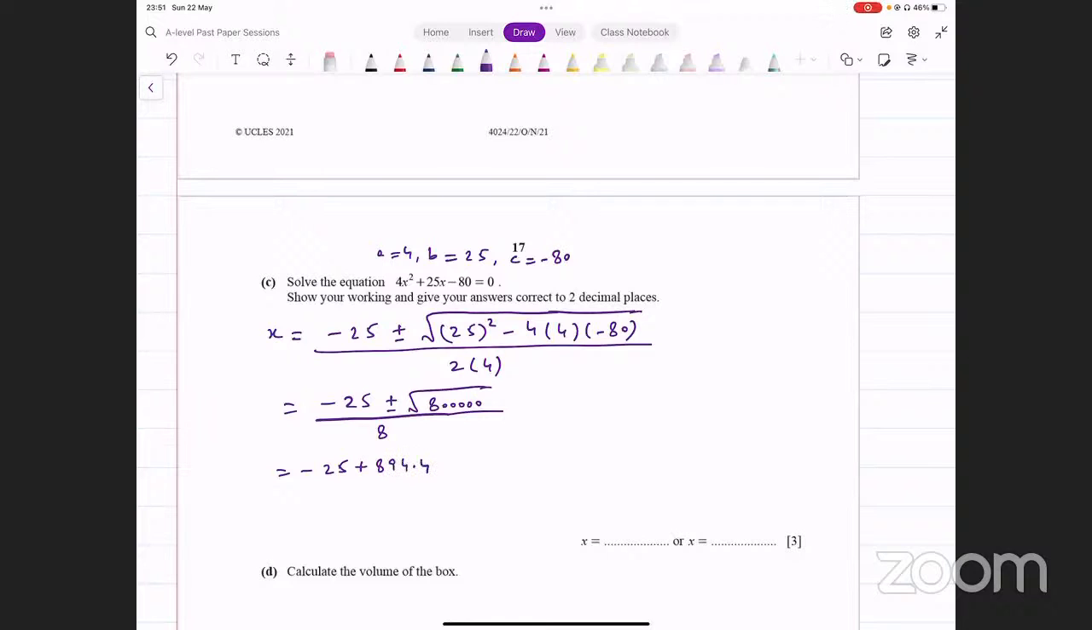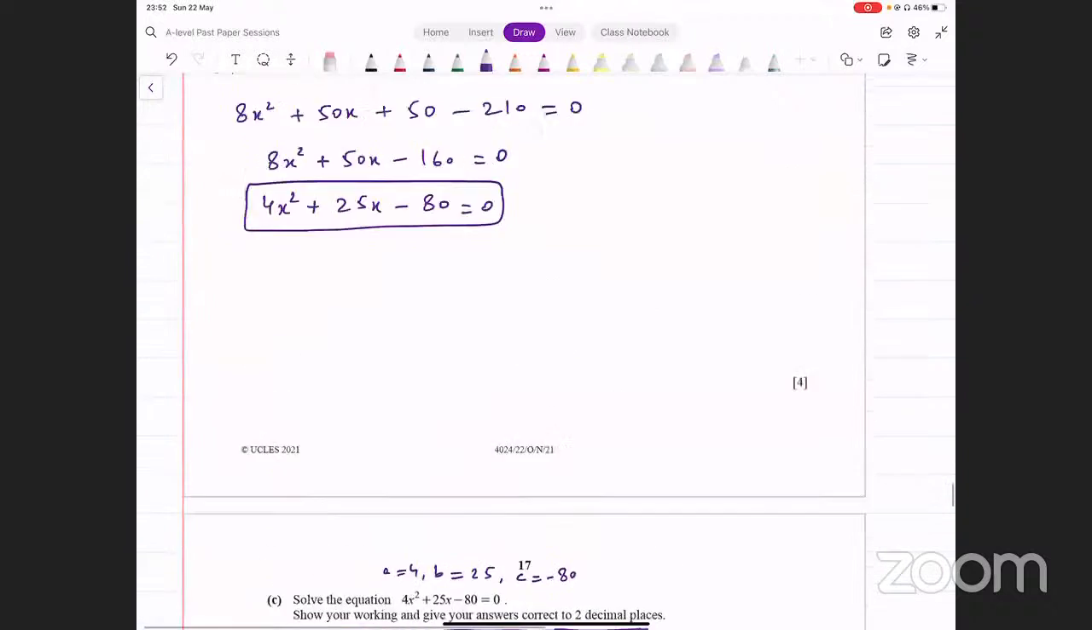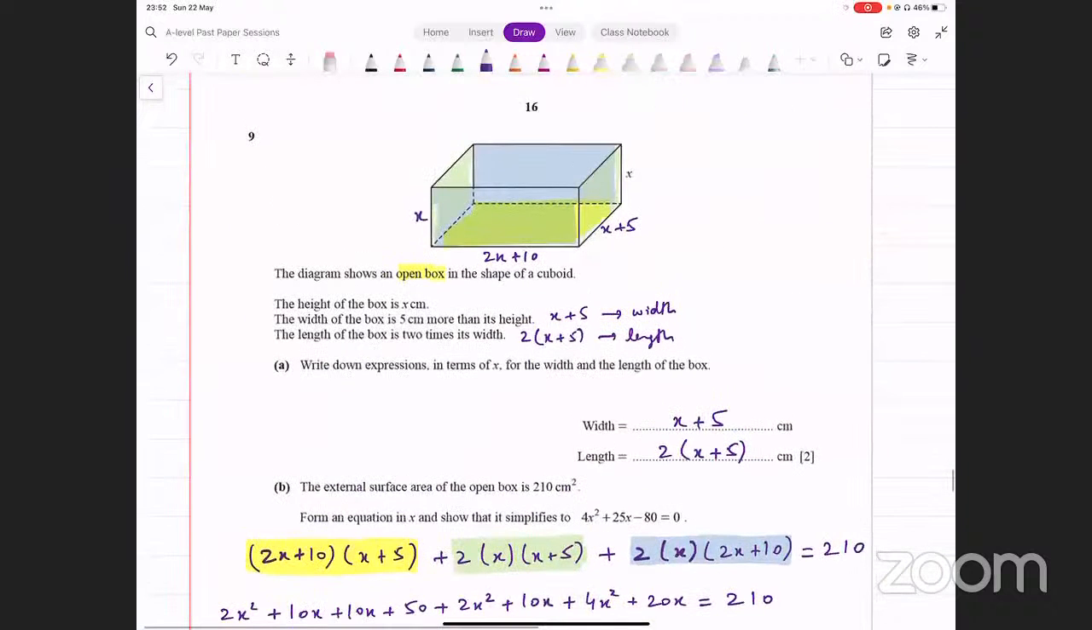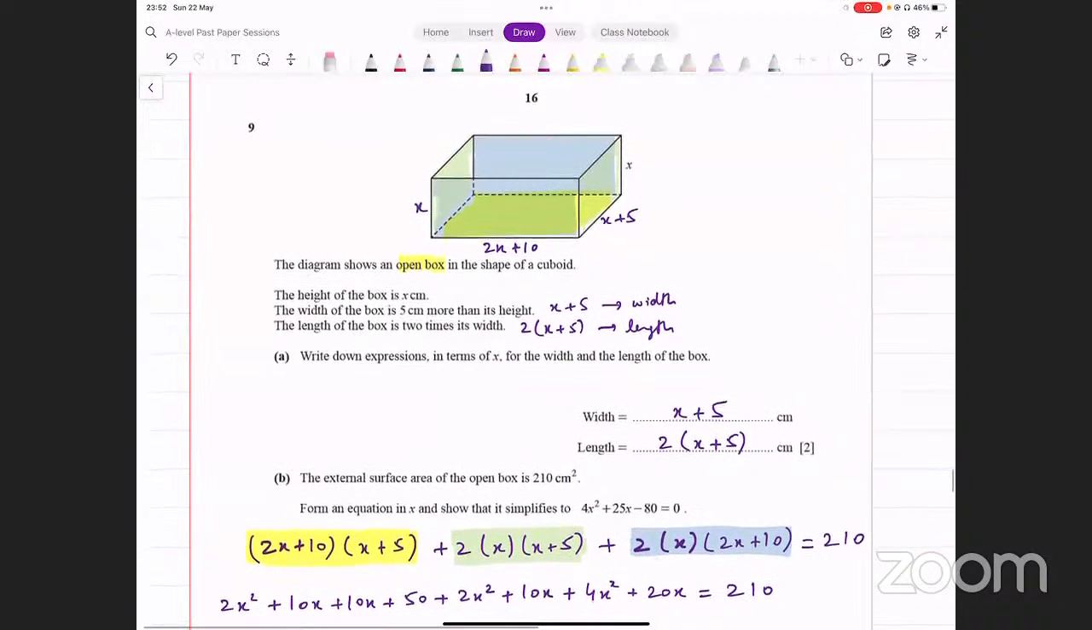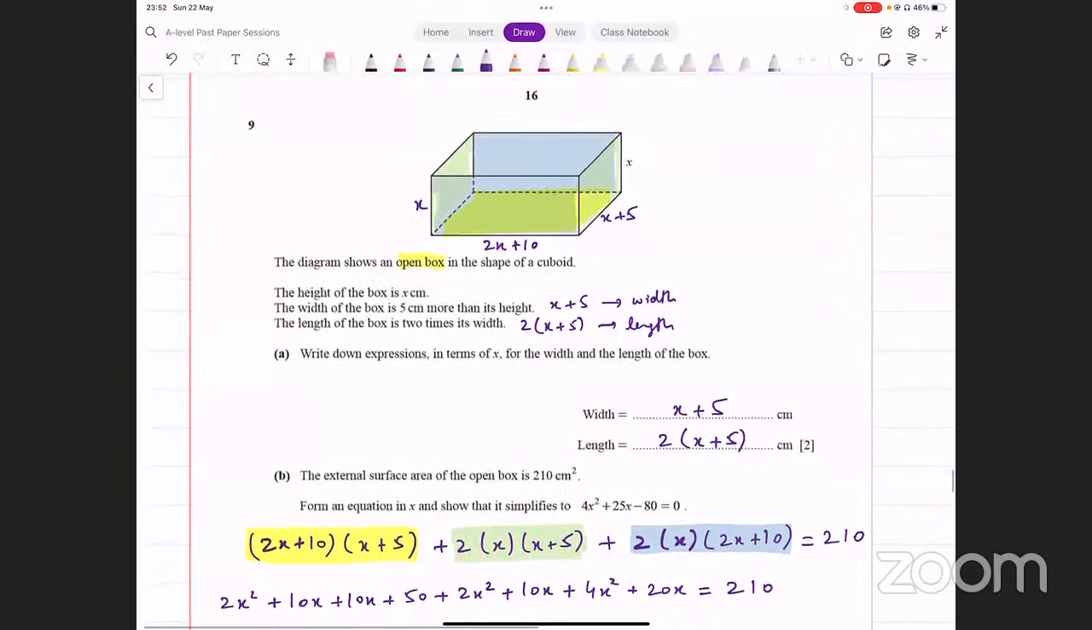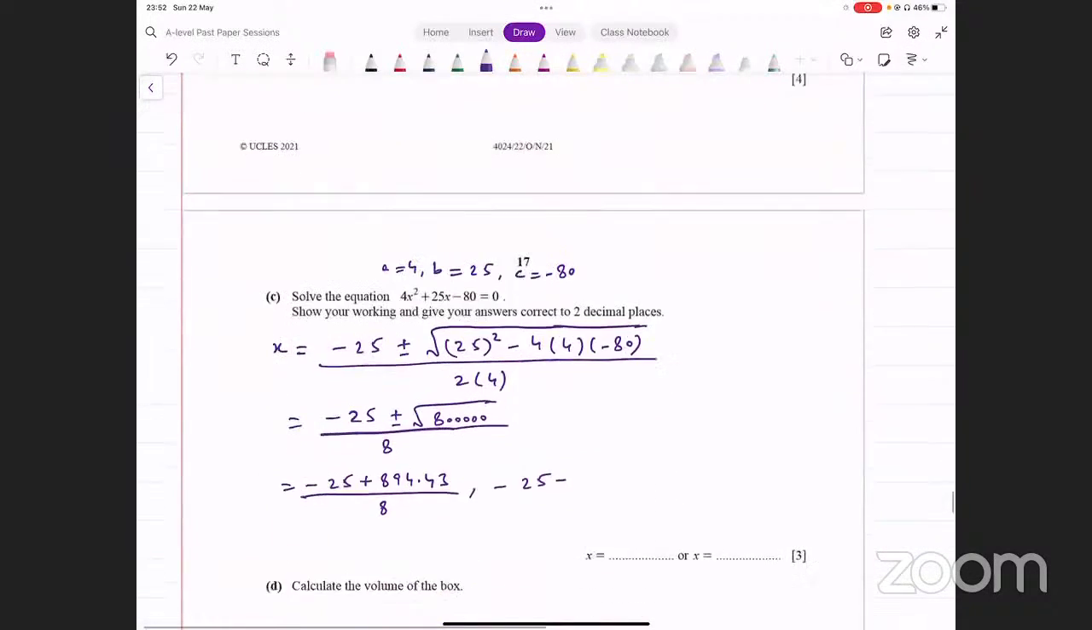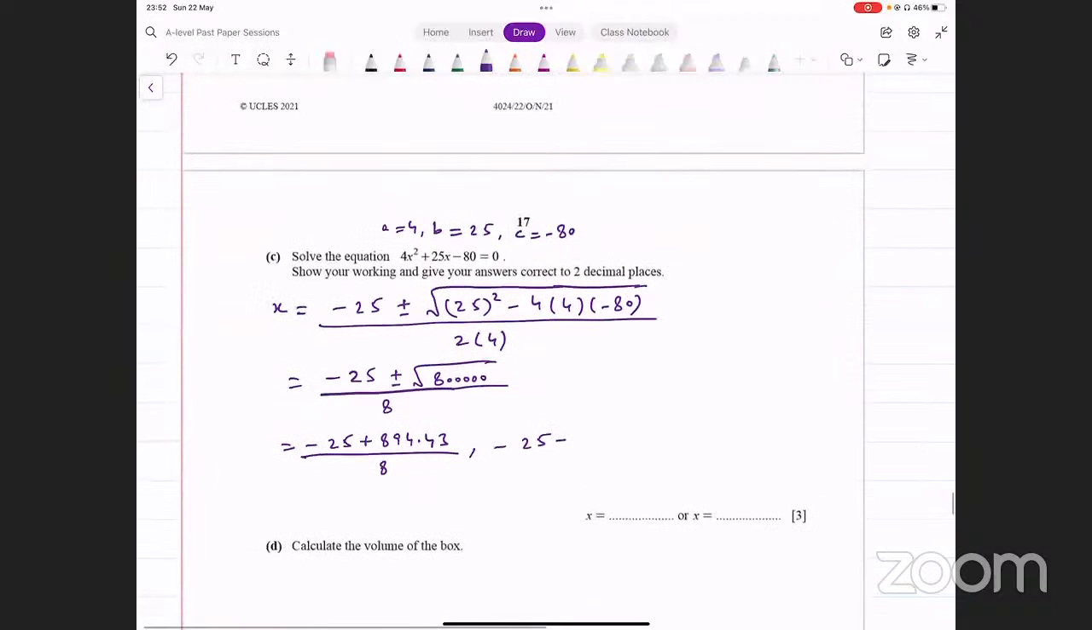वर्किंग में ज्यादा एक्यूरेसी रखनी ताकि आपके फाइनल आंसर ठीक आए. डिवाइडेड बाय 8, एक ये आ गया मेरे पास. दूसरा आ रहा है माइनस 25 माइनस, लेट्स चेक इफ इट मेक्स सेंस, बिकॉज़ बहुत बड़े नंबर्स आ रहे हैं. x की वैल्यू इतनी बड़ी हो सकती है वहां पे. तो external surface area is 210, तो इतने बड़े नंबर्स नहीं आने चाहिए. There might be some error somewhere. Let's check. 4 into 4 into minus 80.